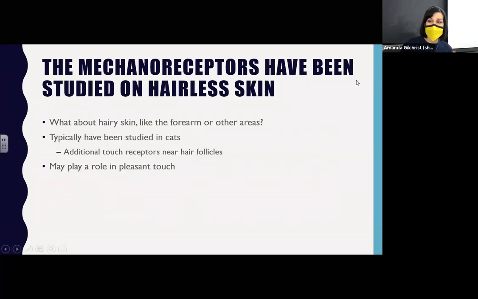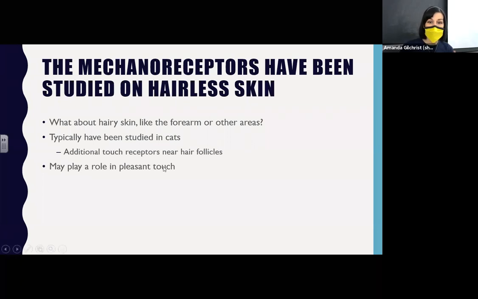So the mechanoreceptors are largely studied on hairless skin. Now, what about hairy skin, like your forearm? I know you can't tell, but I do actually have hair on my forearm, and odds are pretty good you do too. You're a human being. You've got hair on places. Whether or not you choose to remove that hair is up to you, but I used to actually shave my forearms.